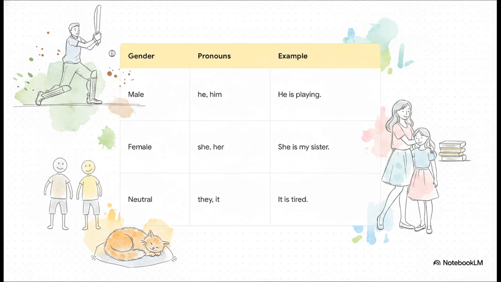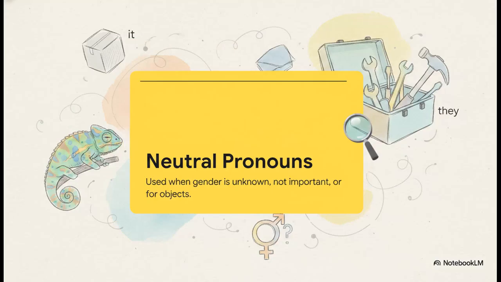But really pay attention to the neutral pronouns. They, them, their, it. You'd use these for a group, like, they are my friends, or when talking about a stray cat on the wall, it is tired. The absolute crucial point here is understanding exactly when to use those neutral words. Neutral pronouns are your perfect, flexible tools when gender is unknown, when it just isn't important to the story you're telling, or when you are talking about objects. Words like they and it are literally the ultimate multi-tools in your grammar toolbox.